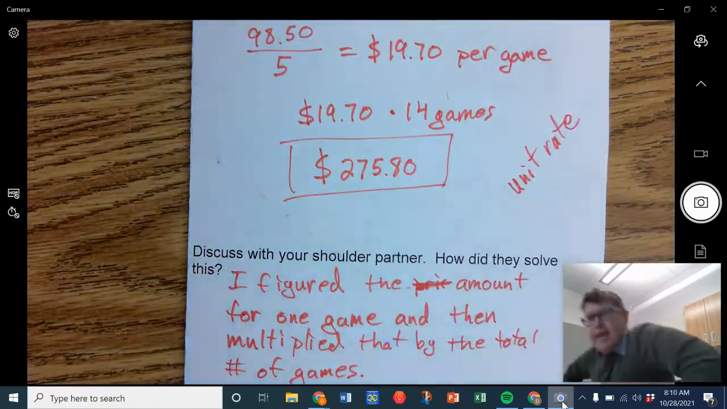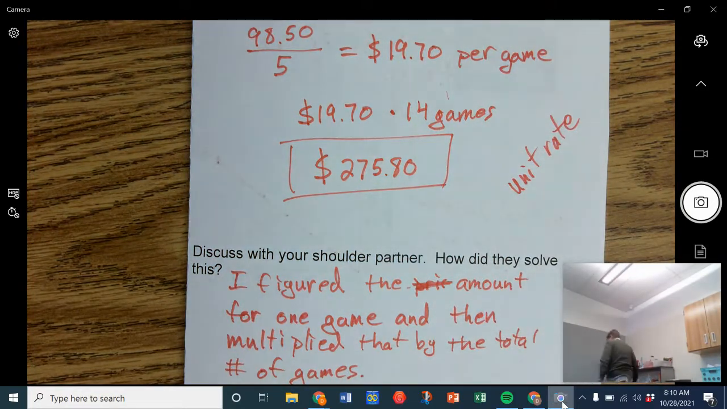Okay, so fold that in half. I'm going to get my notebook somewhere. Where is my notebook? There it is.